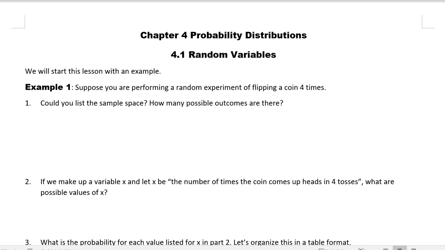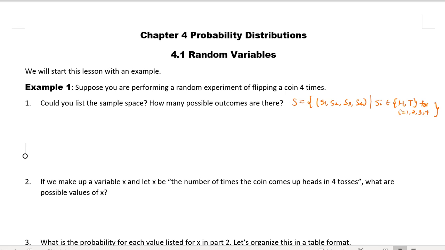Suppose you are performing a random experiment of flipping a coin 4 times. First question: could you list the sample space? How many possible outcomes are there? Alright, so we flip the coin 4 times, so we can write it as S1, S2, S3, S4, where each Si is either head or tail, and i goes from 1 to 4. So this is one way we can write the sample space.